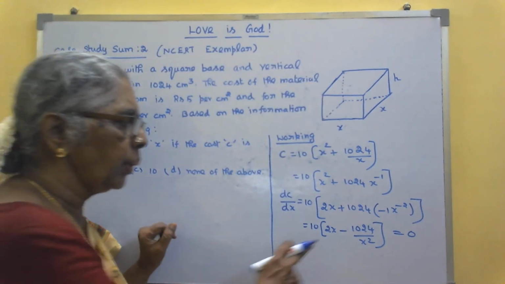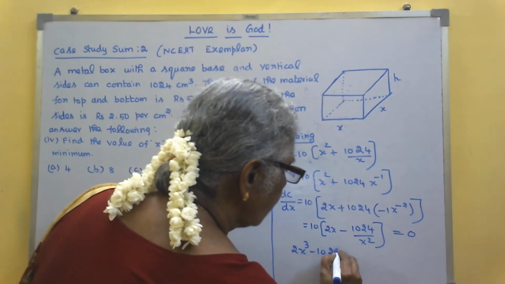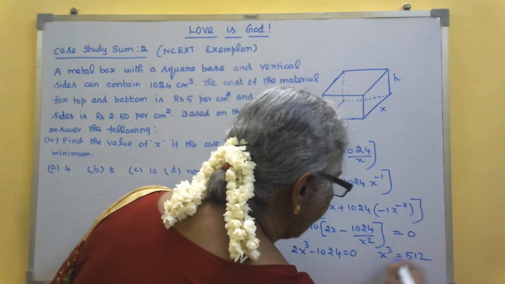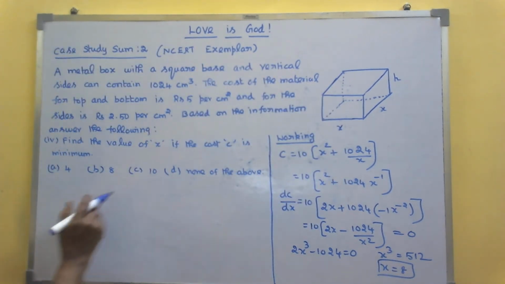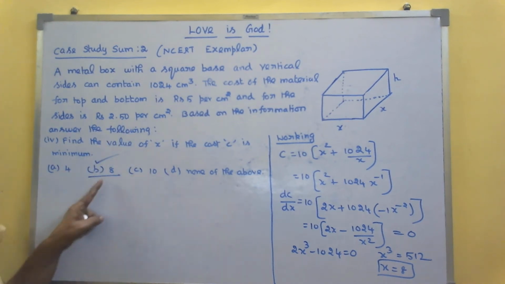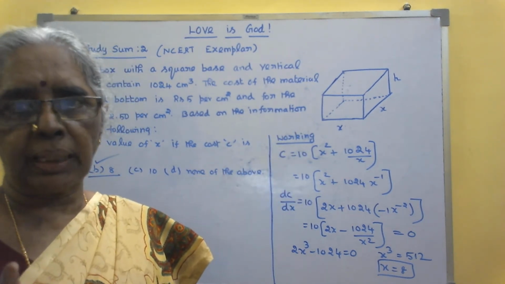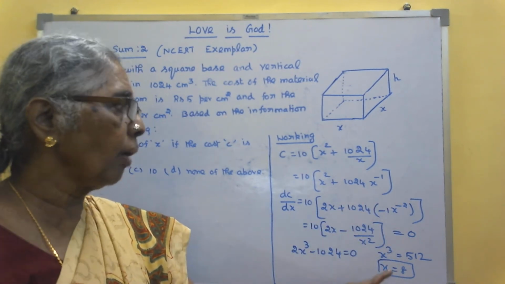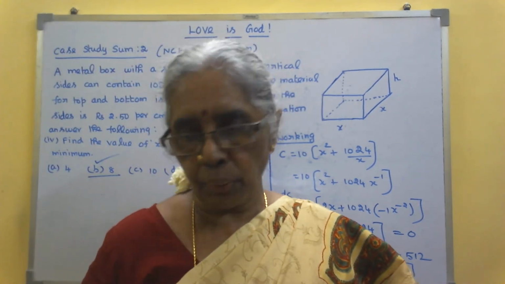The 10 cannot be 0. So here you can take an LCM. So you will get 2x cube minus 1024 is equal to 0. So you will be getting x cube is equal to 512, which gives you x is equal to 8. So now look at the subdivisions. The option B, that is x is equal to 8, is the correct answer here. So here, if you know the cost, first find the first derivative, that is dC by dx, equate it to 0, and then you will be getting the value of x, and that subdivision you have to mark here. Hope this is clear to you.